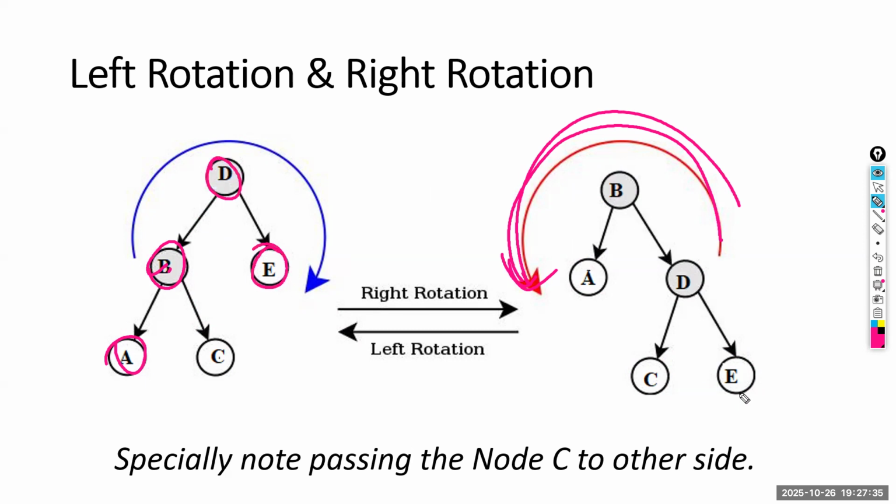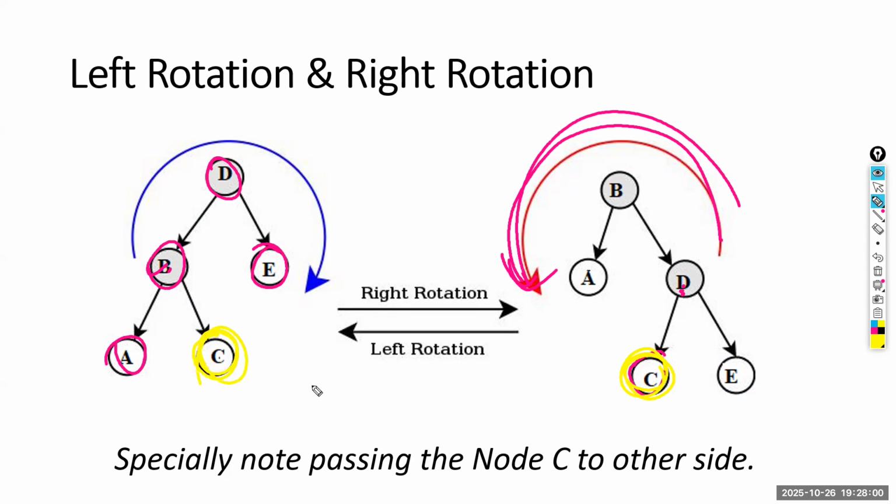Right? When D goes there, E also comes there. But this left child of D must be connected as the right child of B. So this C is the guy that must be taken from this side to the other side. Now the left child of D, we must connect this as the right child of B.